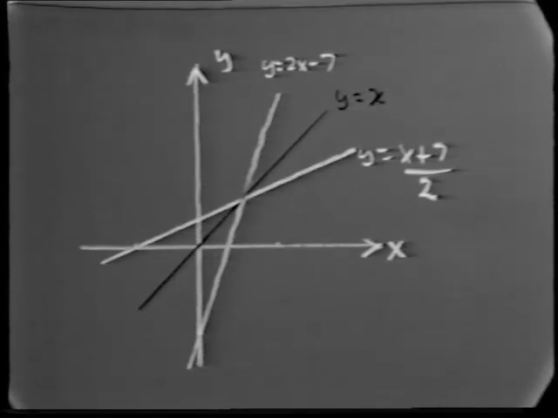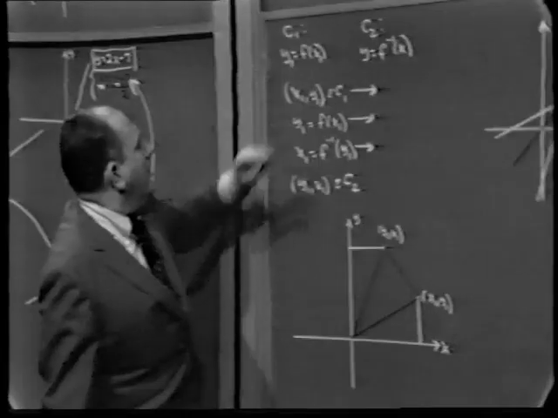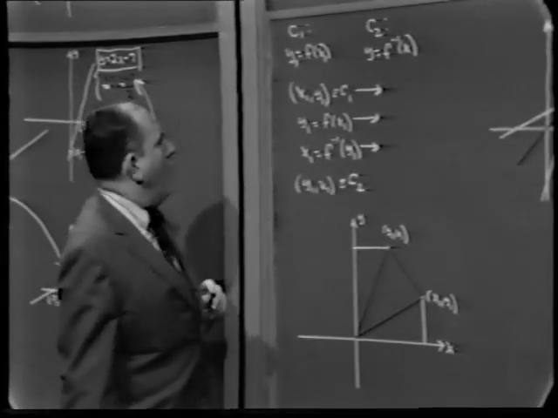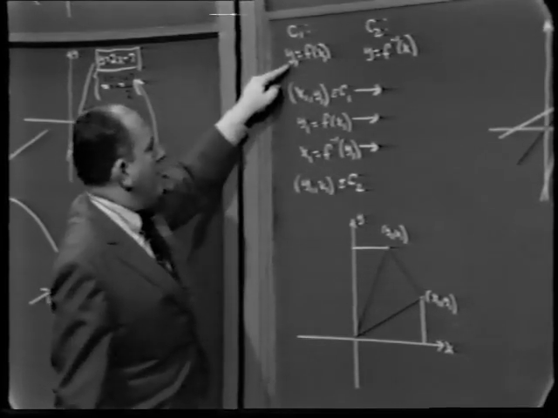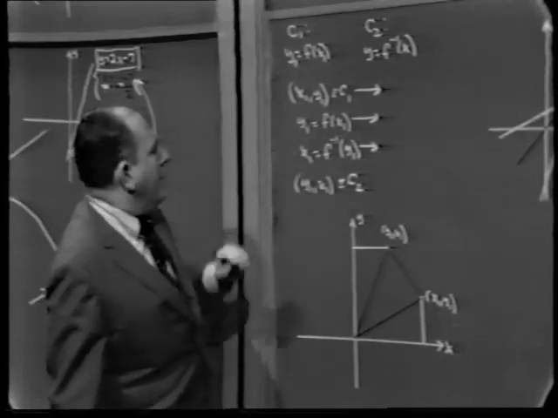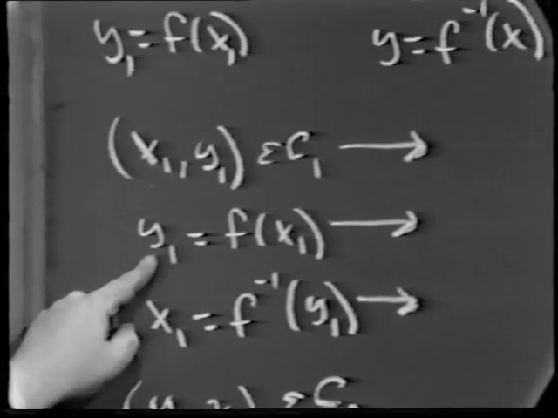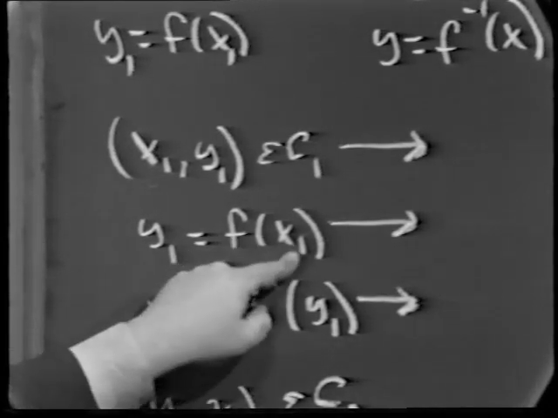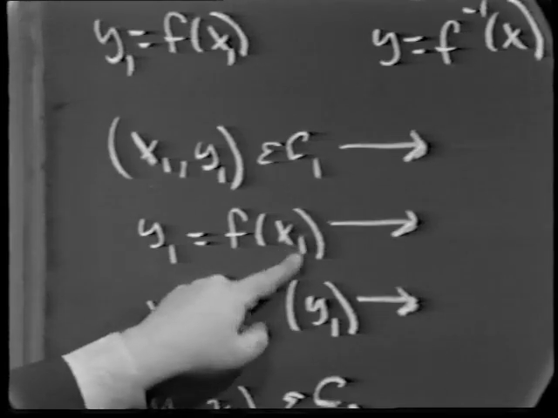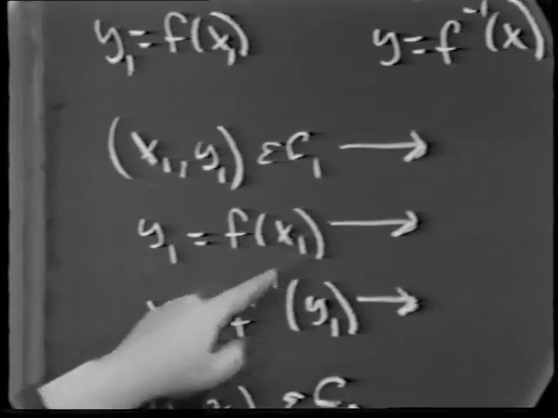Let's suppose that the point x1, y1 belongs to the curve C1. By definition of C1, that says that y1 is f of x1. By definition of inverse function, see, if y1 is f of x1, that means if you interchange the input and the output, that's another way of saying what?